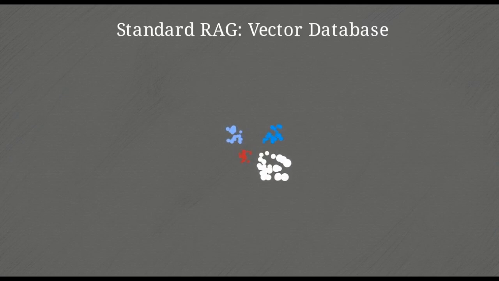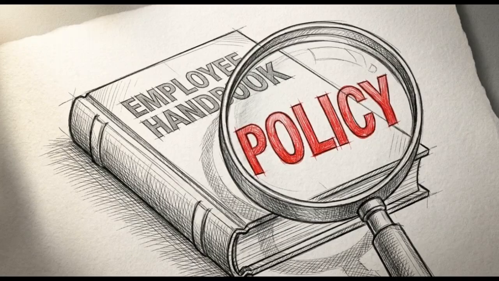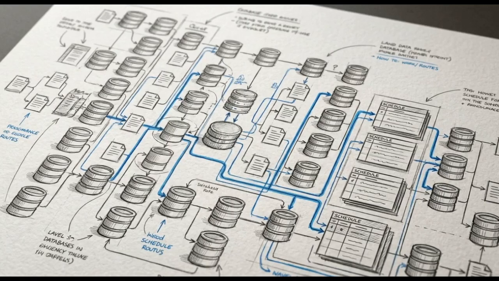When a user inputs a prompt, that query acts as a target, drawing in the nearest cluster of mathematically similar document chunks for a single one-shot retrieval. This is highly efficient for simple lookups, like finding a policy in an employee handbook. But one-shot retrieval struggles with complex enterprise tasks that demand multi-step investigation.